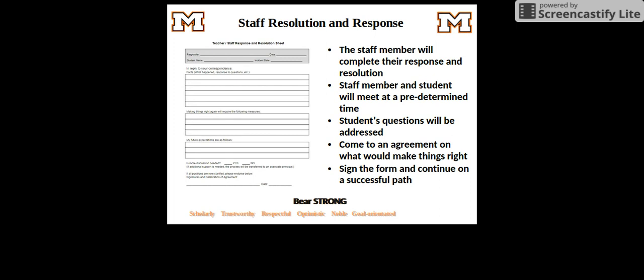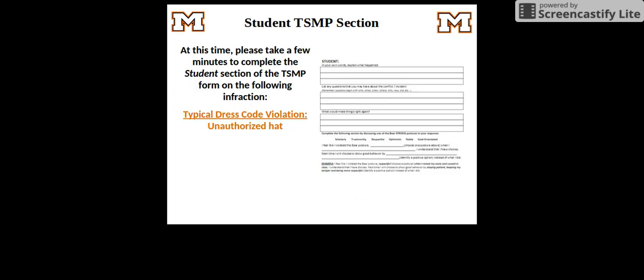With this mediation process, schools have less discipline issues sent to the office, and the overall climate on campus seems to be more positive. At this time, please take a few minutes to complete the student section of the TSMP form and look over the whole form. On the following dress code violation, unauthorized hat.